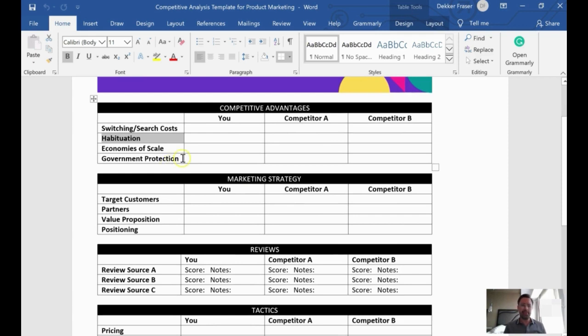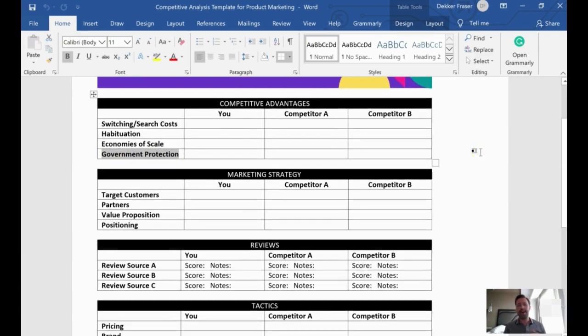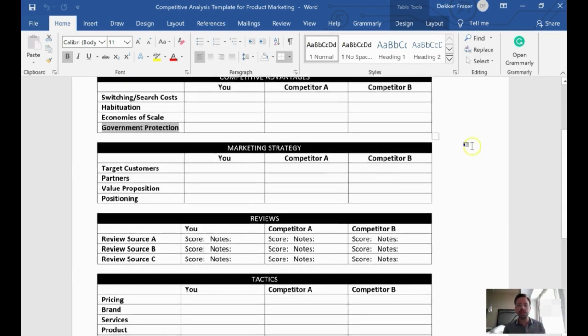The last key competitive advantage is government protection. So these are things like patents and licenses that effectively make it illegal for competitors to take customers away from you or vice versa. So when I'm looking at competitor analysis, these are the first things I like to look at, is make lists of, do they have some sort of moat of competitive advantage that's built around them based on these 4 things.